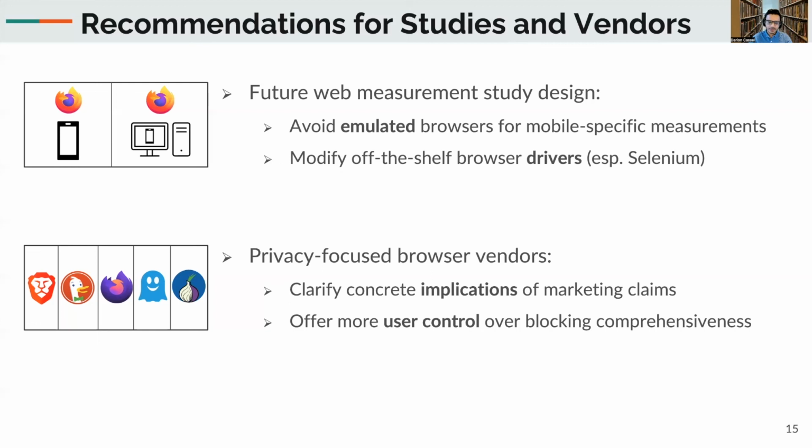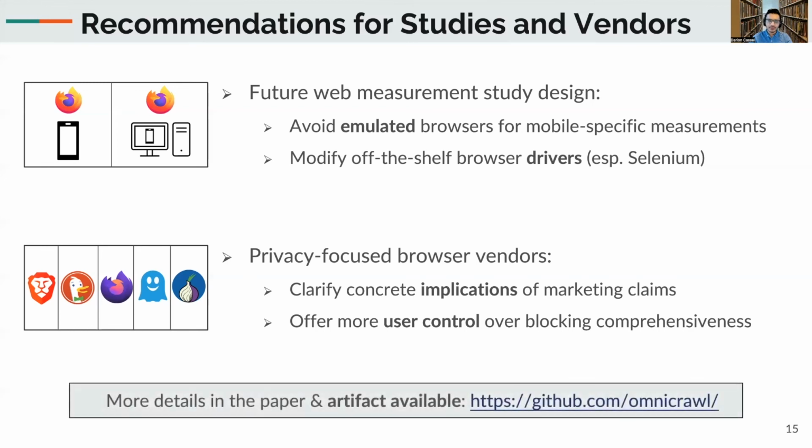Second, we recommend that privacy-focused browser vendors offer users much more fine-grained control over blocking comprehensiveness. We've found several cases where browsers will select between the trade-off between performance and blocking comprehensiveness for users without really offering users a choice in how that's configured. However, we suggest that users be given more control so they can pick the right balance between those two for their privacy needs.